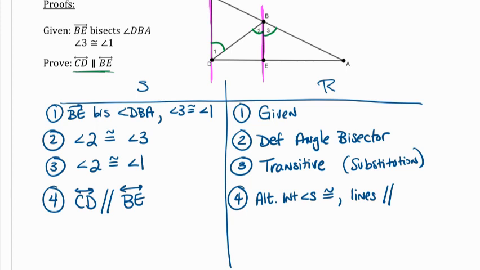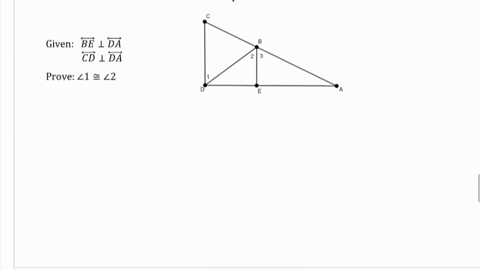Because I know that my alternate interior angles are congruent, that means that my lines are parallel, right? This is what we had to know, and this is what we had to prove. Okay, ta-da, there's our first one. Hopefully you followed along okay there. If you've got questions, let me know. All right, let's try another one.